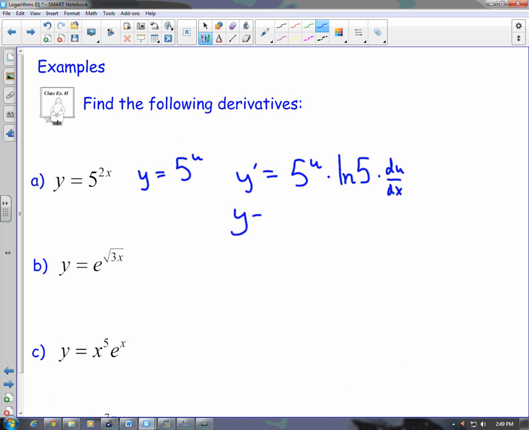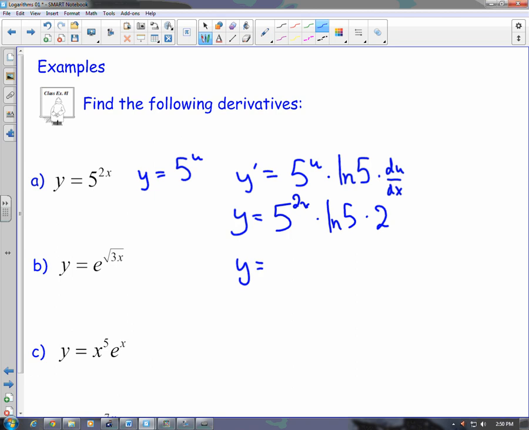And so now, ln, right there. So this is going to be 5 to the power of 2x times the natural log of 5, and you leave it as the natural log of 5, because that's an exact value. Don't change it to a decimal, right? Leave it as natural log of 5. And then multiply this by du dx, in other words, the derivative of the exponent, so by 2.